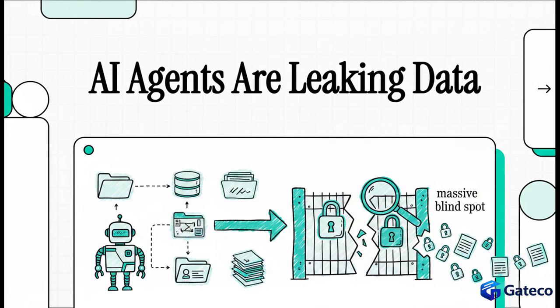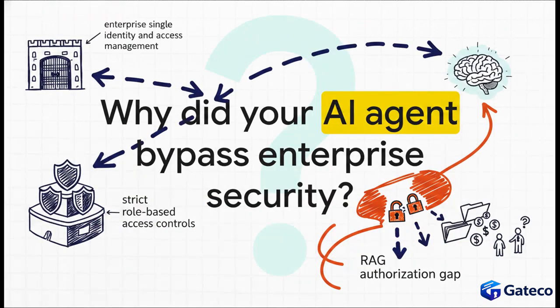We're going to walk through the undeniable proof that your brand new AI agents are almost certainly bypassing your carefully built access controls and basically leaking your company's most sensitive data. Think about this for a second. You've probably invested a fortune and countless hours in enterprise SSO, identity and access management, and strict role-based access controls for every system in your org. So why on earth are your shiny new AI agents slipping right past all of it?